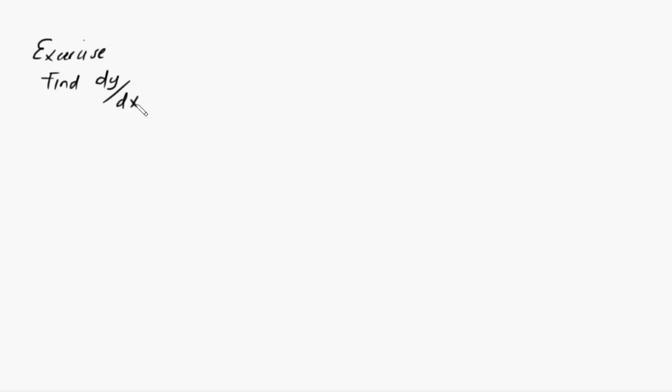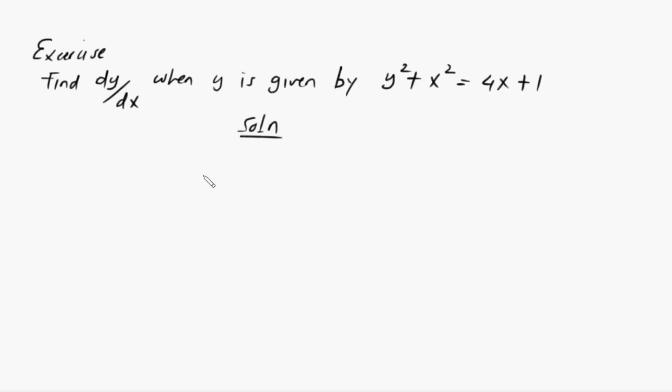Find dy/dx when y is given by y squared plus x squared is just equal to 4x plus 1. Okay, so this is an implicit function. It hasn't told me y equals something, it has just given me an implicit function. So I'm going to solve by the concept of differentiation of implicit function.